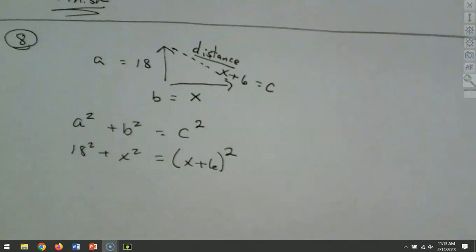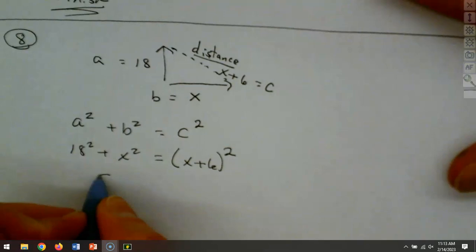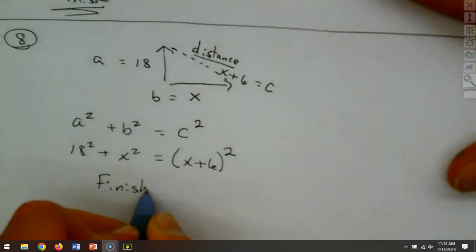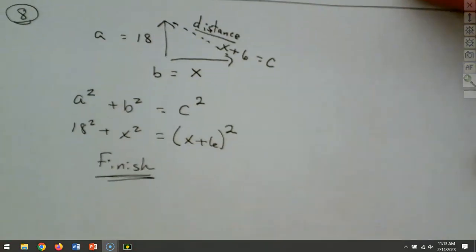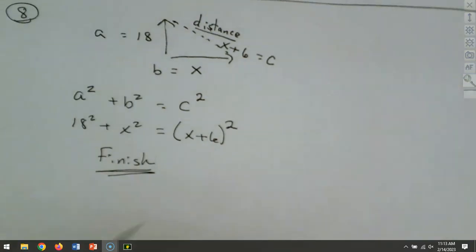You should not have to factor it because those x squareds should cancel. But you could finish it from there. Okay, so FOIL this out. Move the x squared over, it'll cancel it out, and then you can finish it from there.